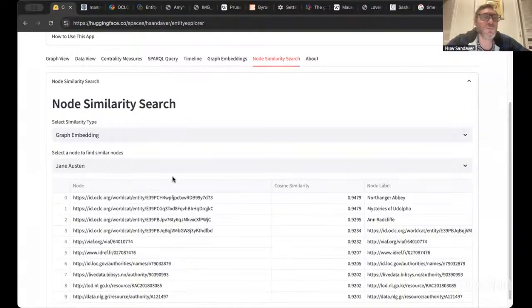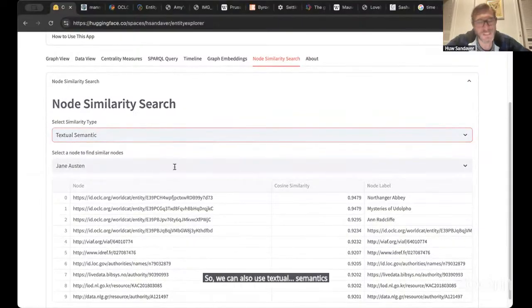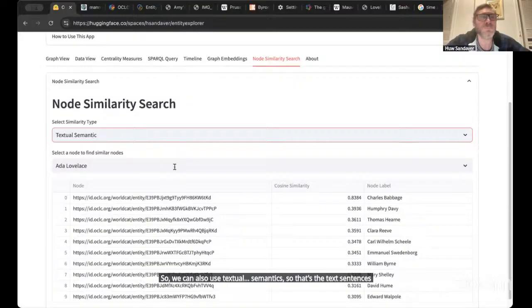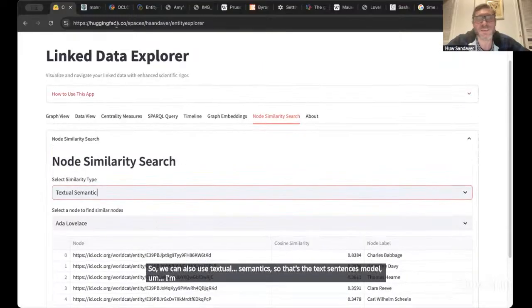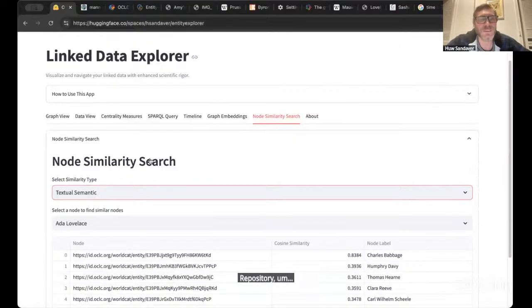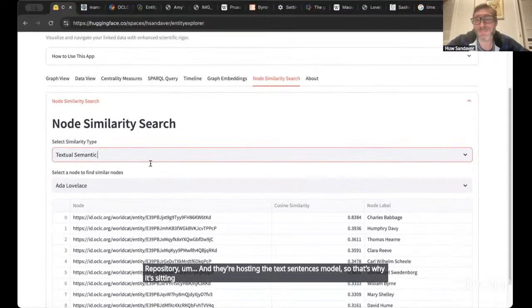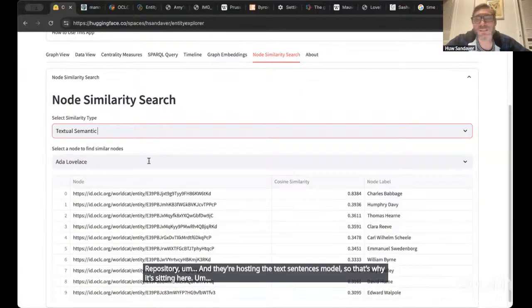So we can also use textual semantics. So that's the text sentences model. I'm hosting this at Hugging Face, which is the machine learning kind of repository. And they're hosting the text sentences model. So that's why it's sitting here. Let's try a semantic search with someone.